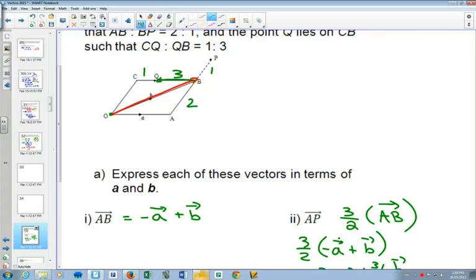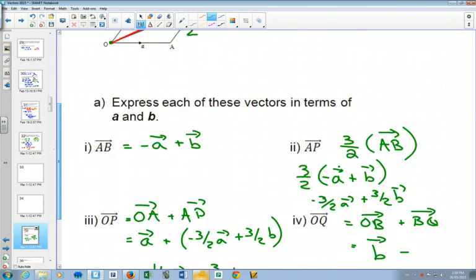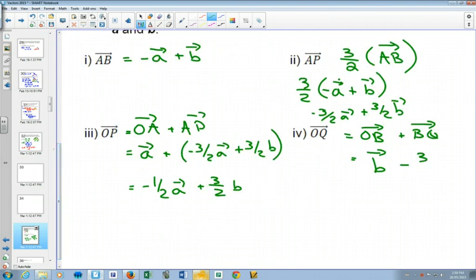This B to Q, does it make sense that that's 3/4 of that whole length because of that proportion? So you're going backwards 3/4 of A.